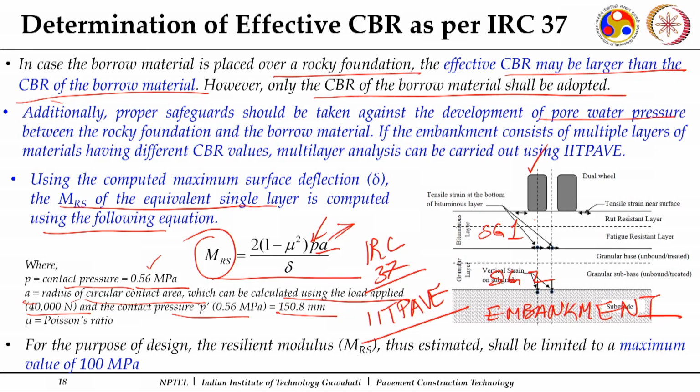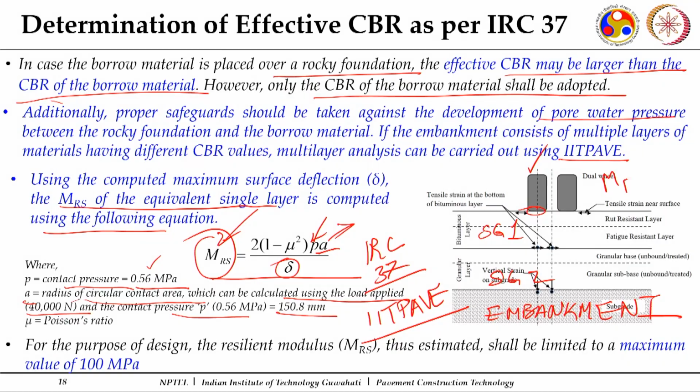With this, running through the IITPAVE software, you work out the deflection, and using that deflection value, the contact pressure and the contact area, you get the value of your resilient modulus. So, this combination you can work out directly to get your resilient modulus for this particular combination of different layers.